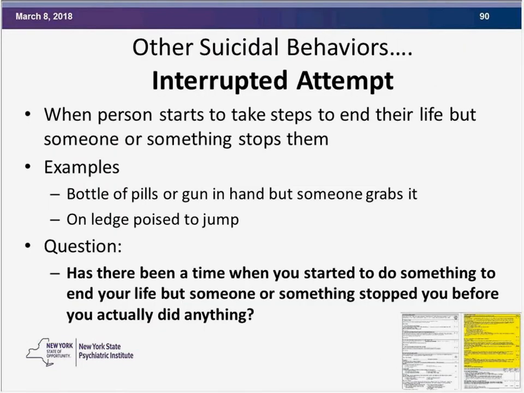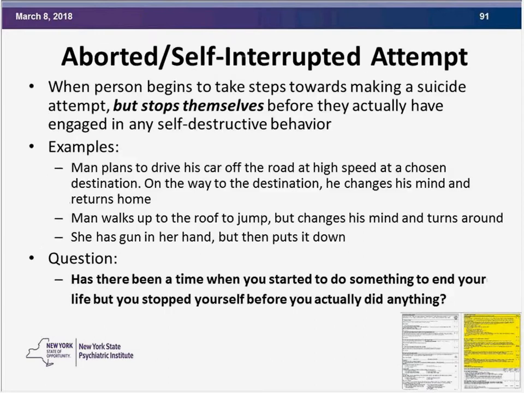Now, the other behaviors that we didn't choose to ask about before are an interrupted attempt. That's when someone starts to take steps to end their life, but someone or something stops them. Someone who has a bottle of pills or a gun in their hand and someone grabs it, or someone on the ledge poised to jump. And you ask, has there been a time when you started to do something to end your life, but someone or something stopped you before you actually did anything?